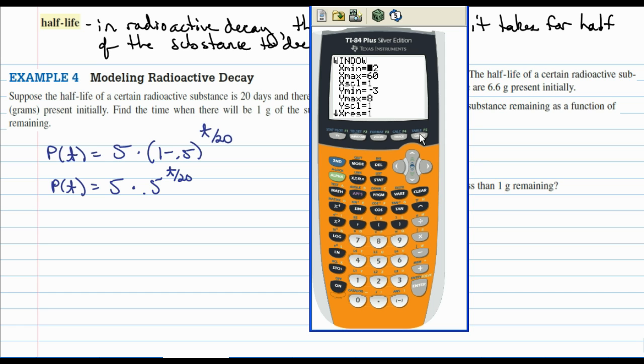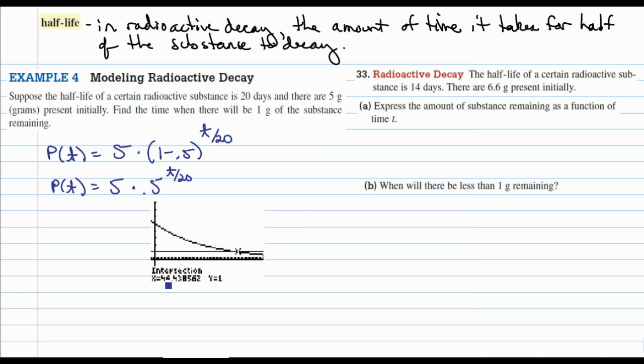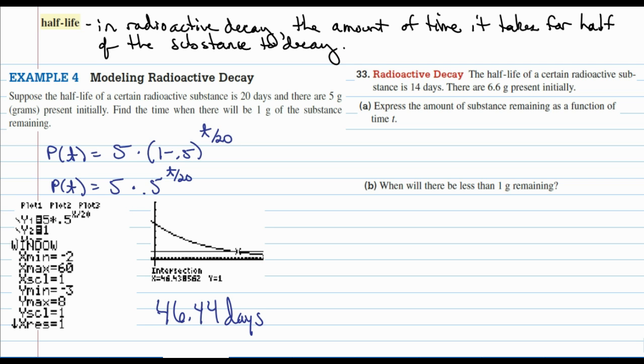So, in my graph, I can see the intersection pretty clearly, so if I find that, looks like it's going to take about 46.44 days.